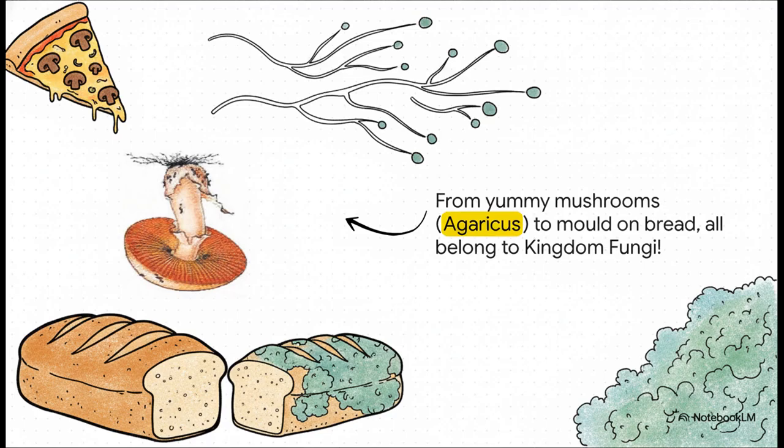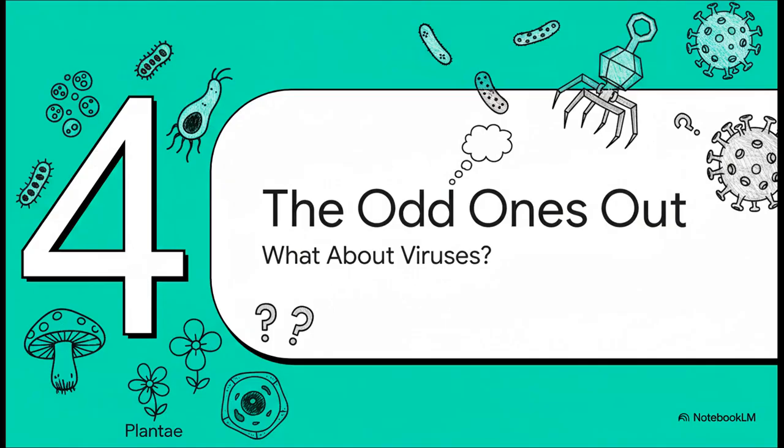And you see fungi everywhere, don't you? From the delicious mushrooms you might have on your pizza to that fuzzy green mold you see on old bread. They are all members of this amazing kingdom. So we have our 5 kingdoms: Monera, Protista, Fungi, Plantae, and Animalia. But wait a minute. What about viruses? Why didn't Whittaker put them in any of the kingdoms?